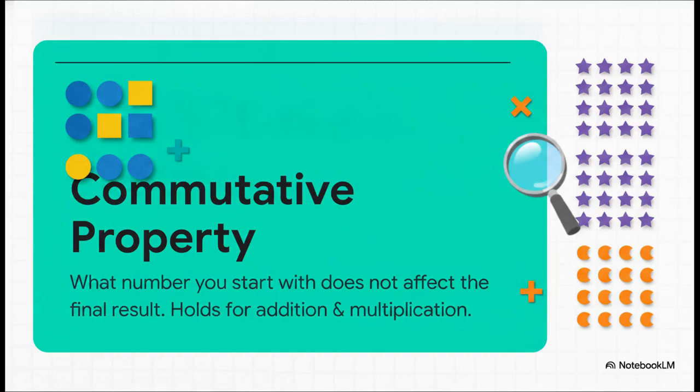Excellent work so far. Now that we have the basic operations down, let's switch gears to the magic math rules. These are properties of numbers that will save you so much time on the PLE. The commutative property is simply a mathematical rule where what number you start with doesn't affect the final result. And get this, the magic rule works for both addition and multiplication.